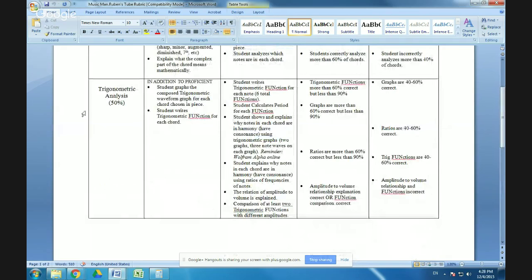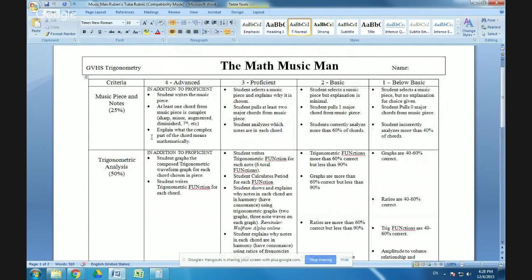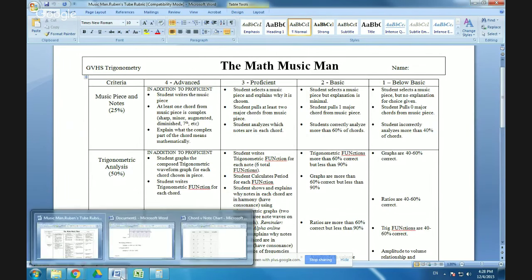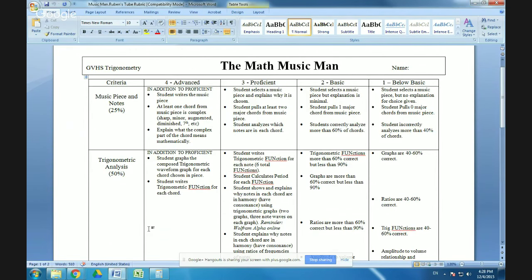The trig analysis is the big part. That's 50%. And then the music piece and analysis there is 25%. All right. So that should get you through the Music Man project.